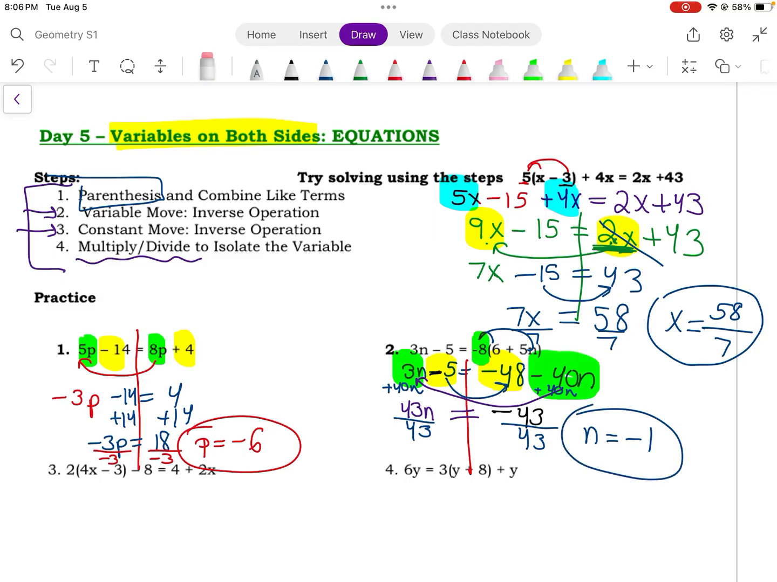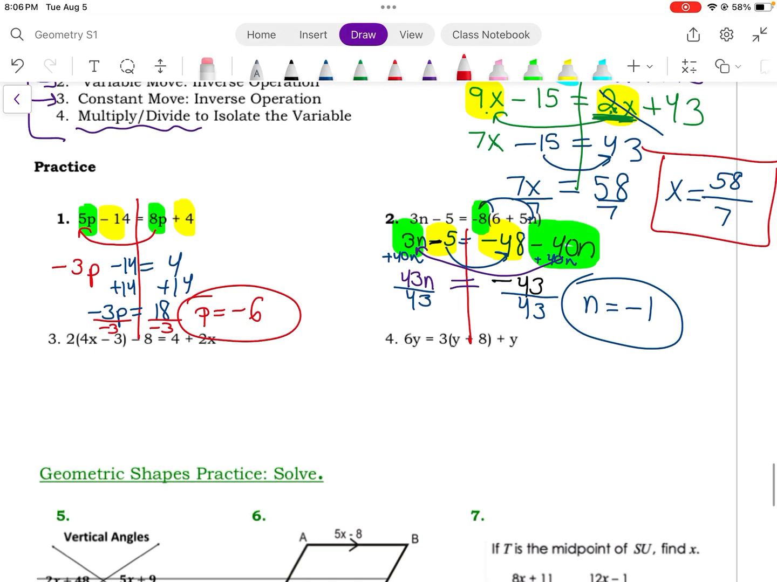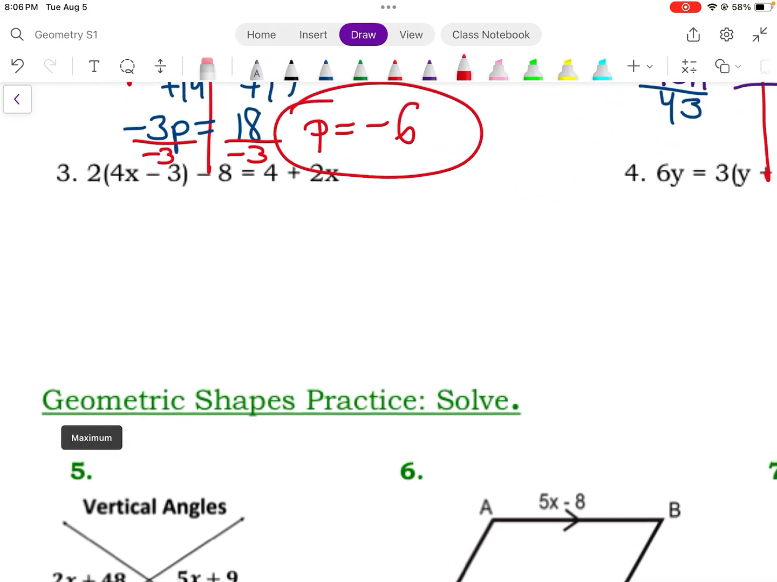Okay, wanted to have an example of when sometimes they don't come out nicely, and sometimes that happens where you get a fraction. That doesn't mean you're wrong. It's just how life is. Sometimes it's not that pretty, and you have a fraction or you have a decimal.